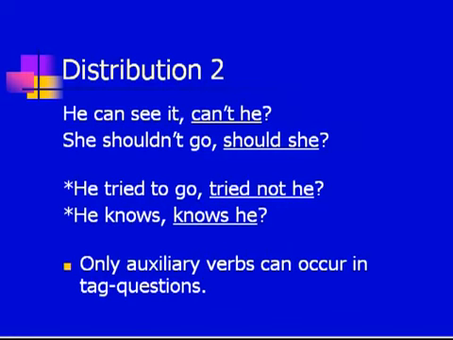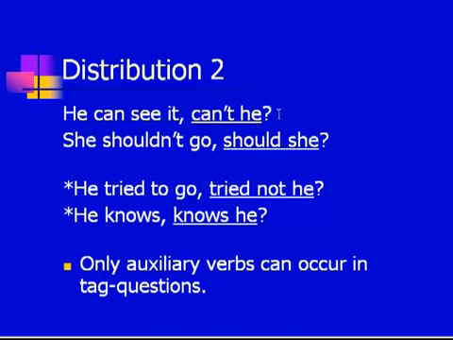Now this is a second property of auxiliary verbs. They can occur in what I call tag questions. Now tag questions, something typical of English, the little questions that you can stick to the end of declarative sentences. So something like, he can see it, can't he? Or she shouldn't go, should she?